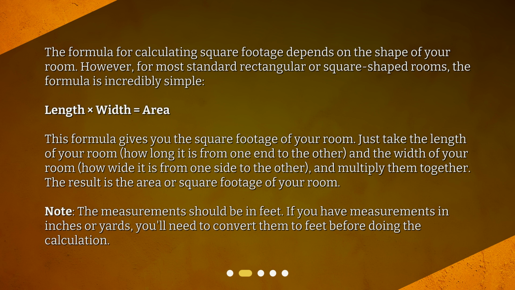Just take the length of your room, how long it is from one end to the other, and the width of your room, how wide it is from one side to the other, and multiply them together. The result is the area or square footage of your room. Note, the measurements should be in feet. If you have measurements in inches or yards, you'll need to convert them to feet before doing the calculation.